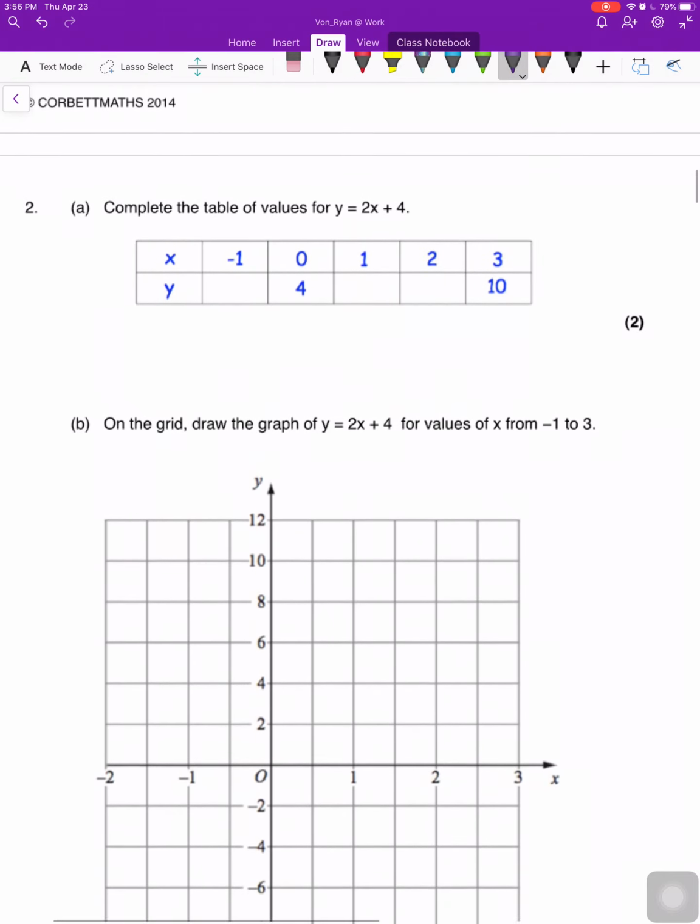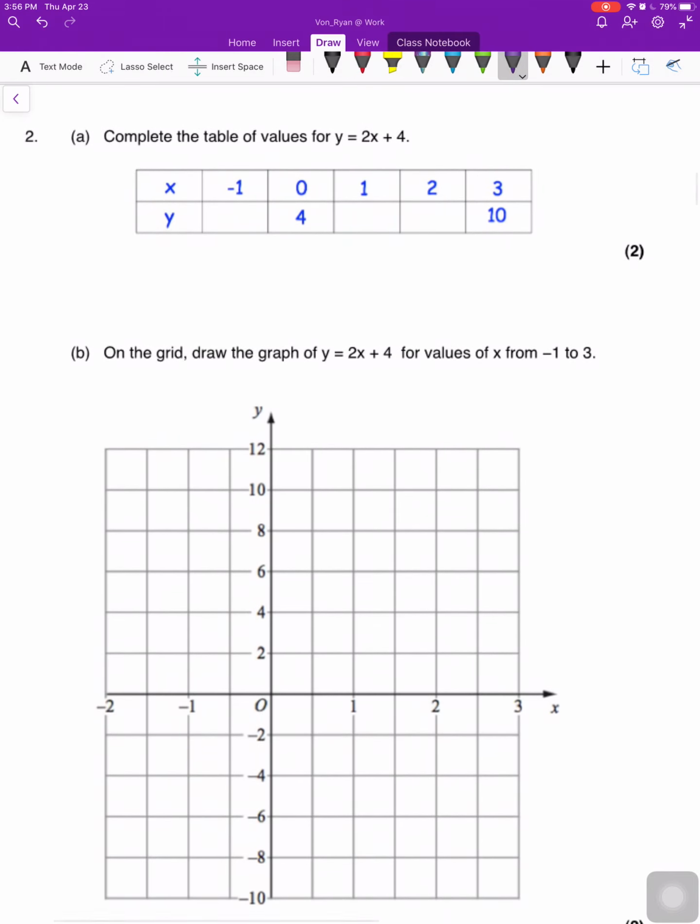Now let's proceed to a more complicated equation, but it's not going to be that hard, so don't panic. So we have the equation y equals 2x plus 4, okay? And we are given a table of values of x and y. We have values of x: -1, 0, 1, 2, 3. And we have the values of y. For x equals 0, it's 4. And x equals 3, it's 10.